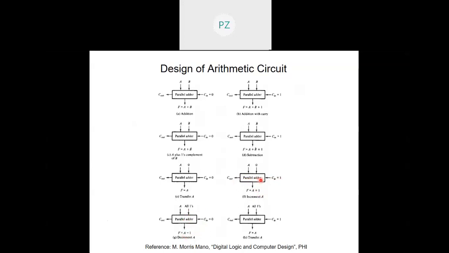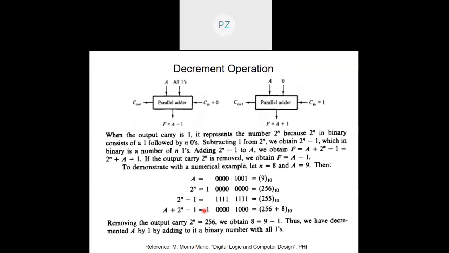This giving incrementation is pretty straightforward, because A plus a 1 at the LSB, this being 0, A plus 0 plus 1 will be A plus 1. Whereas here it will be A plus 1 1 1 1 1 1 plus 0. Plus 0 doesn't make any difference, but A plus 1 1 1 1 1 1, as I have proved in this slide, is going to give me a decrement operation. Whatever I start with, it will be one less than that.